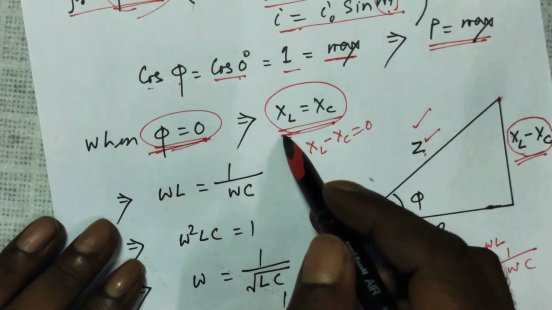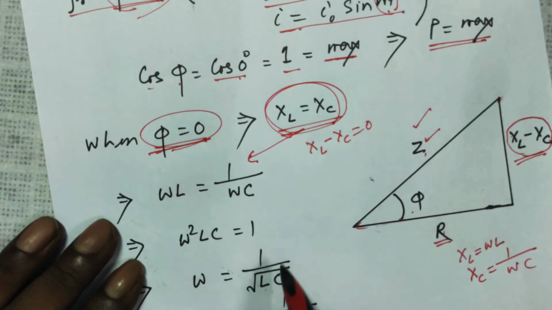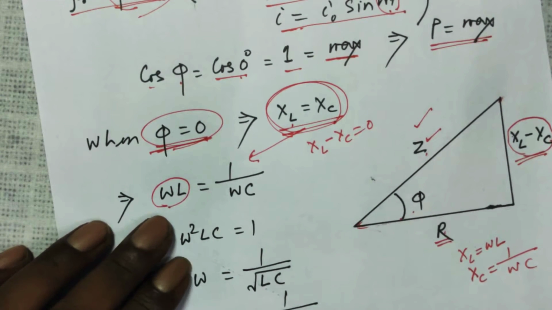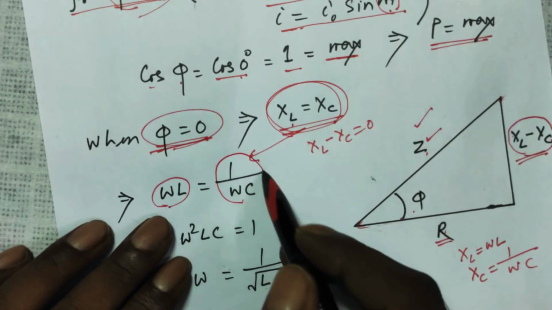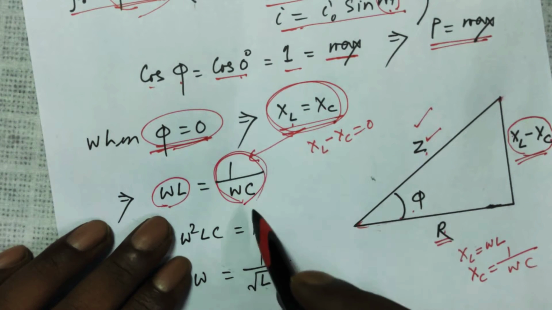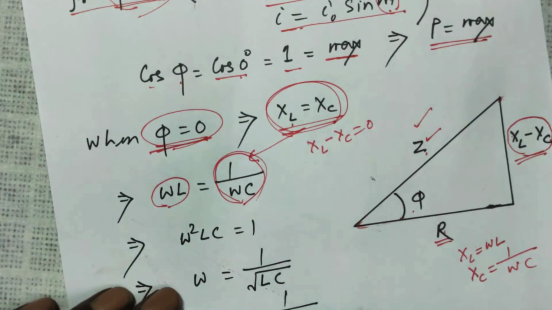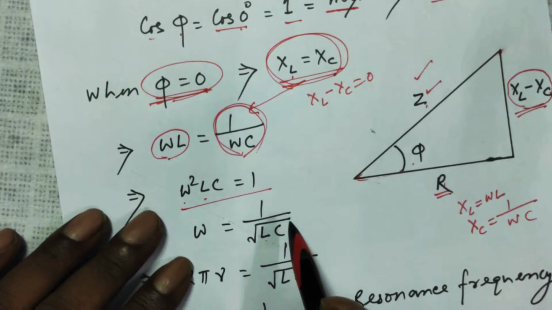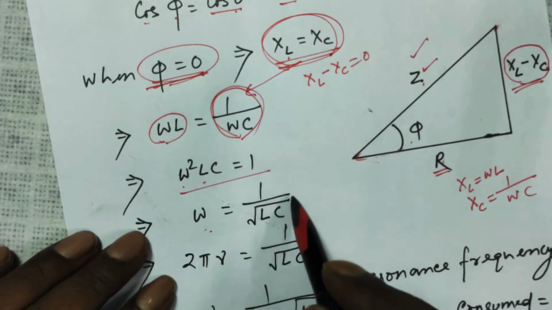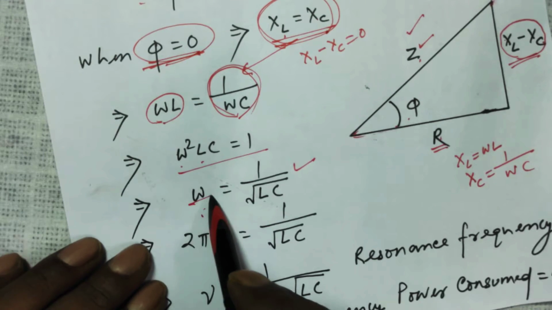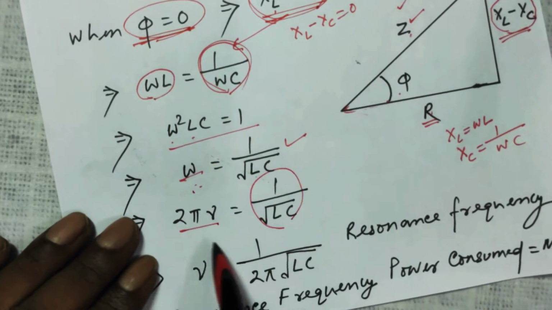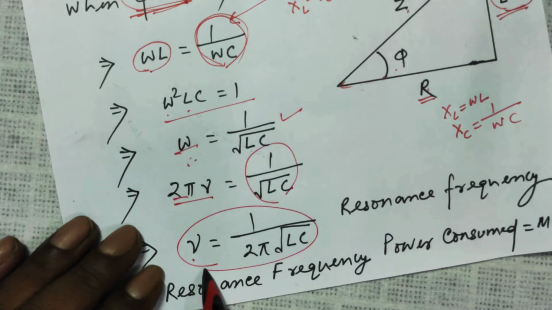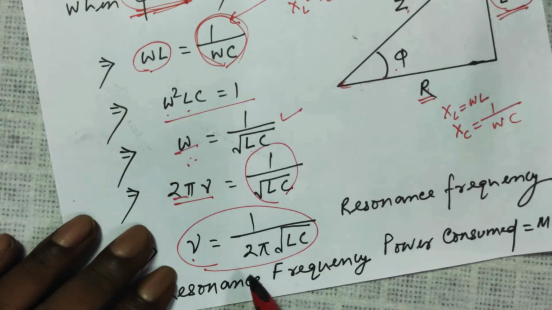So let us see what this condition gives in the long run. XL was omega L, the inductive reactance. 1 by omega C was your XC. This was the reactance offered by a capacitor. So cross multiplying, omega square LC is 1. So omega is equal to 1 over square root of LC, and angular frequency omega is 2 pi nu, so 2 pi comes to this side, and nu is equal to 1 over 2 pi root LC. And this was your resonant frequency.